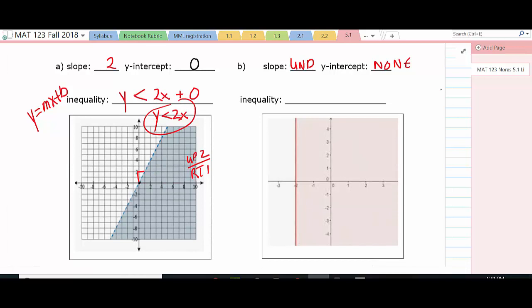X equals -2, right? All right, so we have X and we have -2. Well, what would it be? Greater than, less than, or what? Because we're shaded to the right. And it would be greater than or equal to because you have the solid boundary line like that. Okay, that's the idea. Everybody with me there?